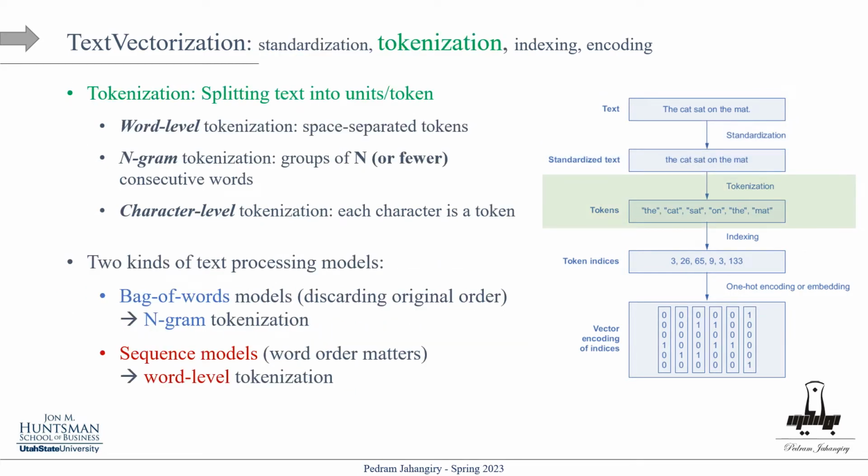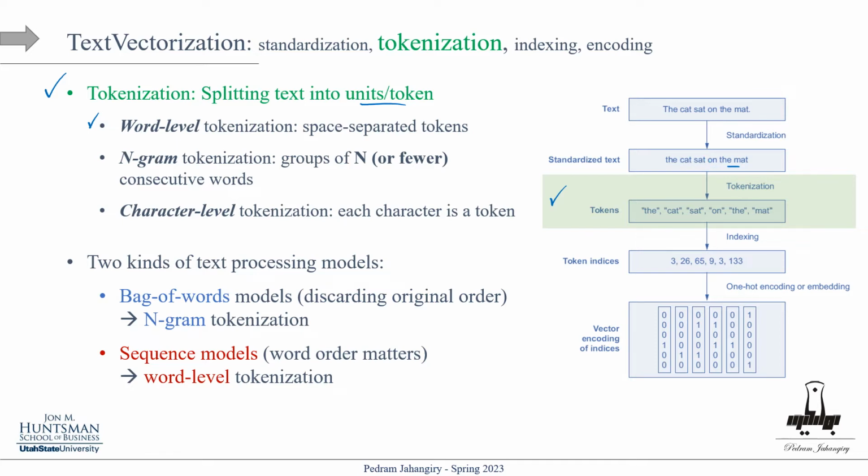Okay, step number 2, tokenization. Tokenization is basically the idea of splitting text into units. We call them tokens. So we are here now. We standardized the text, now with the cat sat on the mat, and we can tokenize it. Let's see what the different ways of tokenization are. The first one is word-level tokenization. We call it space-separated tokens, because if there's a space, we can basically separate them.